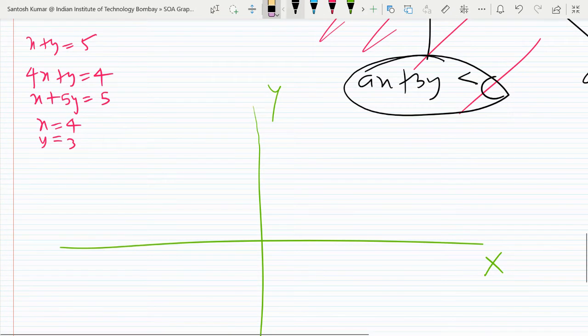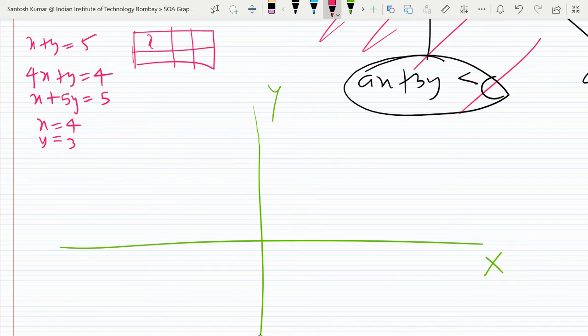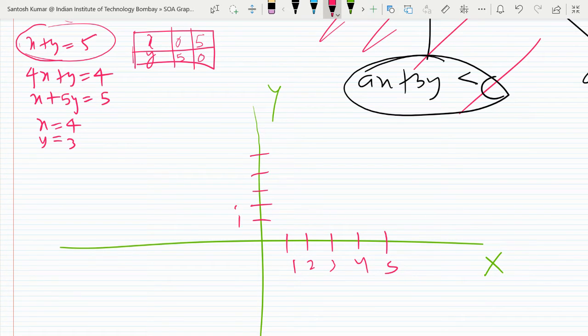So you know how to draw lines. If you don't have very much idea, you may make the table. You may take x, y. 2 points are enough to draw a line. Like x is 0, y is 5; y is 0, x is 5. Corresponding to this, I'm talking. So here you may take 1, 2, 3, 4, 5, and 1, 2, 3, 4, 5. I'm drawing roughly. You may take equal distances using a scale.